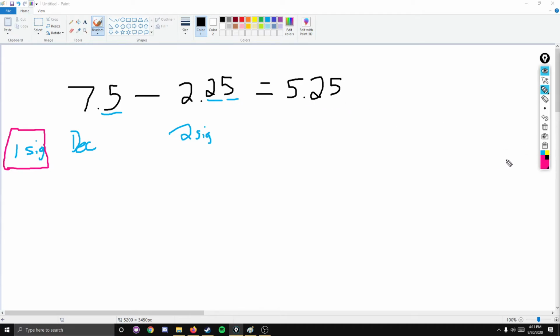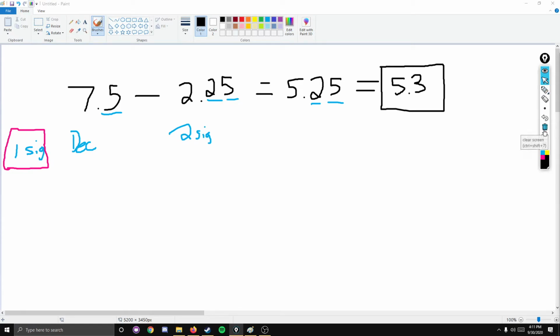However, 5.25 gives us 2 significant figures. In order to make it 1 sig fig, we can round up. 5 rounds up, and now our answer becomes 5.3. And that is our correct answer when considering significant figures.